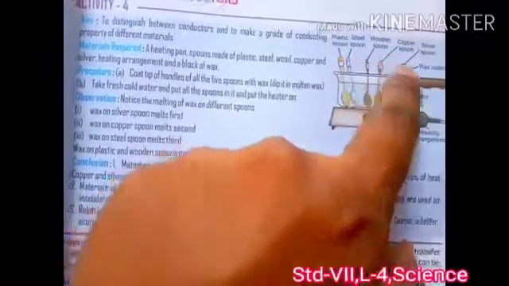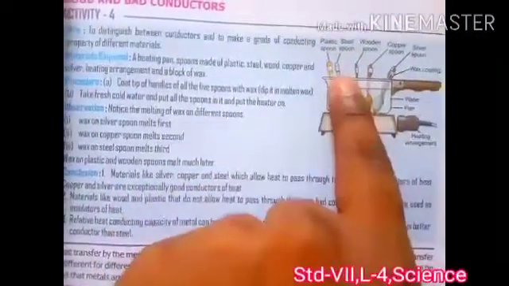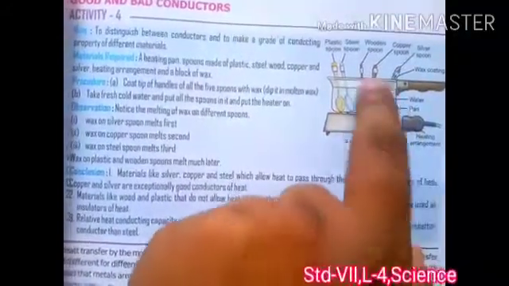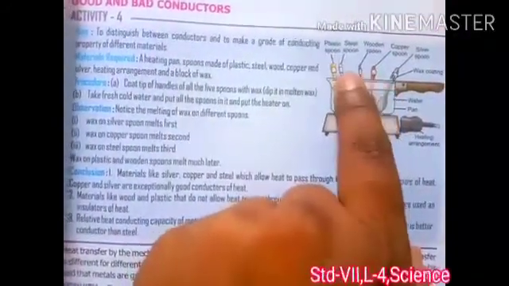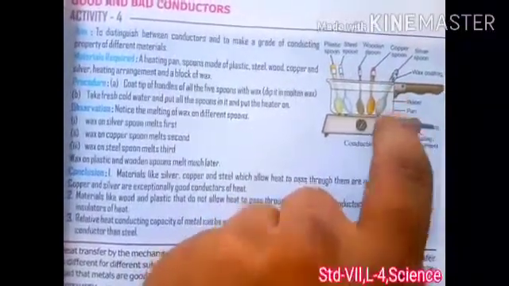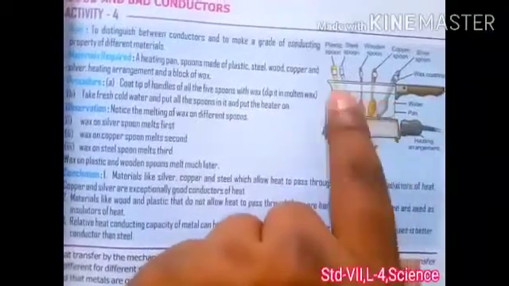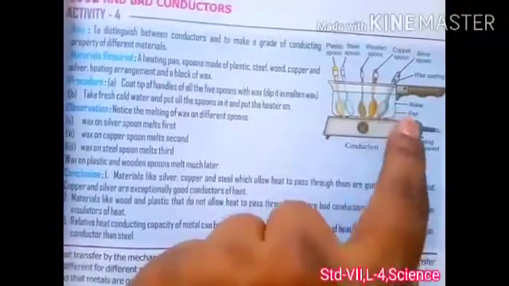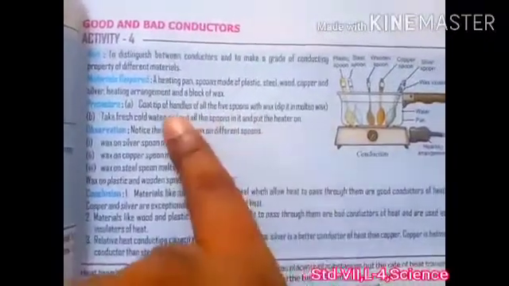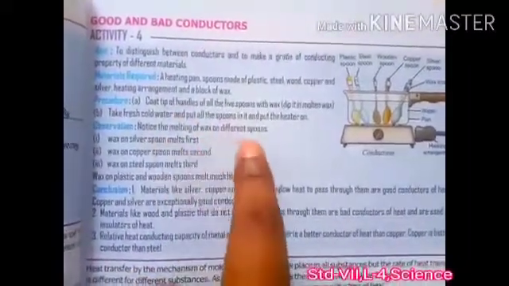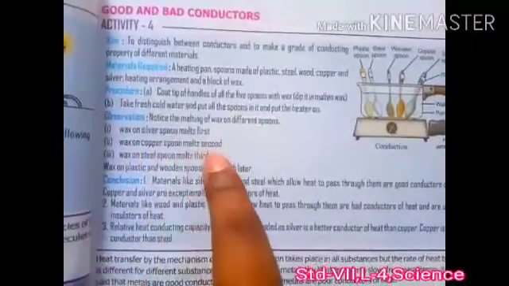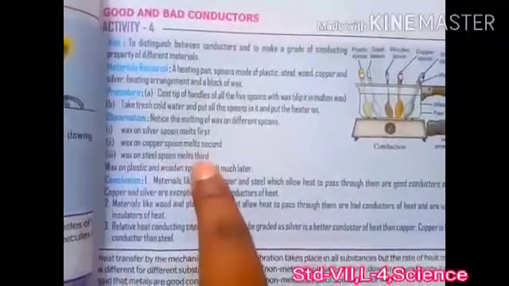Plastic, steel, wood, copper, silver, right? These are the spoons, made of these types of materials. And we fix a wax coating on each spoon, and try to heat this water. Then what happened? Because of the heating process, notice the melting of wax on the different spoons. Wax on the silver spoon melts first, wax on the copper spoon melts second, wax on the steel spoon melts third.